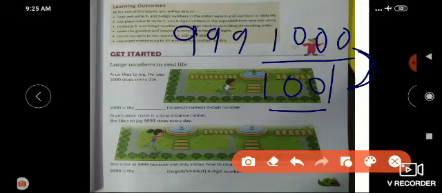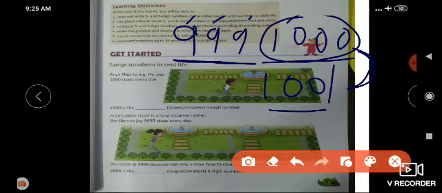You see, this 999 is how many digit number? It's a 1, 2, 3 digit number. This 1000 is a 4-digit number. So the 4-digit numbers start from 1000. So we write that 1000 is the smallest 4-digit number.